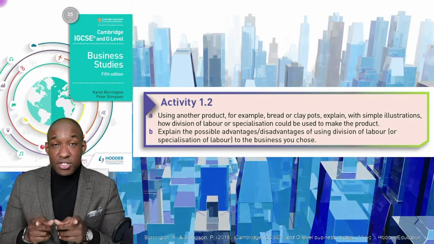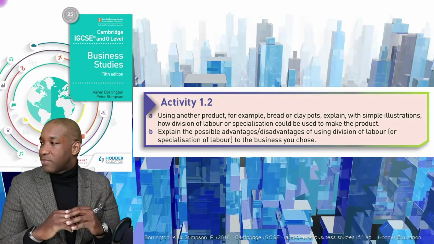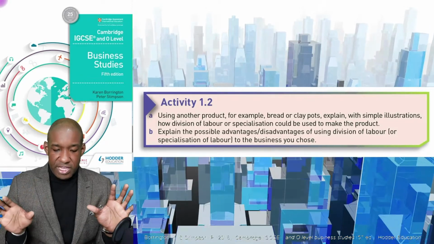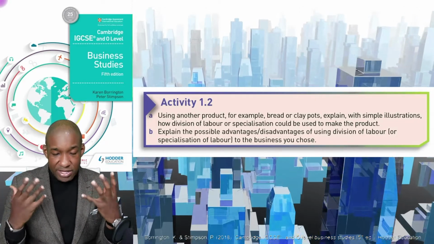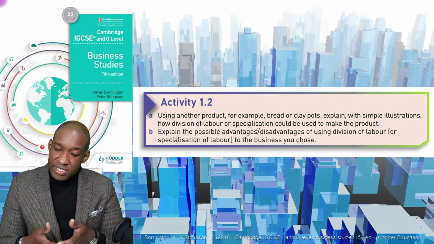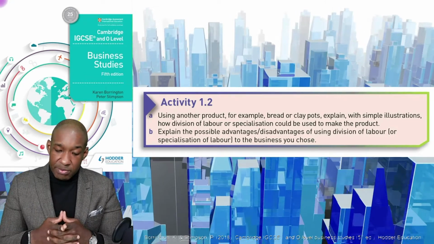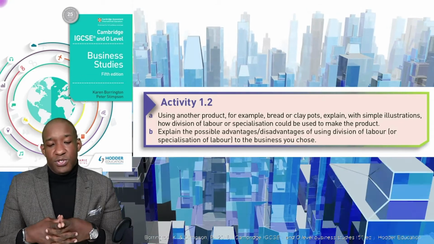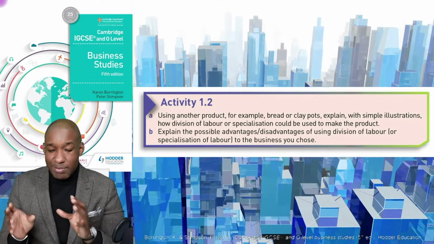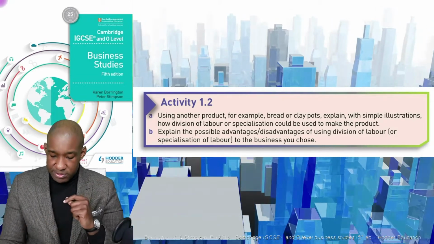And B, once you're done with that, and yes, I will actually grade even if it's simple, so don't make it complex. Do a simple drawing. Make sure I can understand how the division of labor or specialization made the product that you decided on. And B, explain the possible advantages and or disadvantages of using division of labor or specialization of labor to the business you chose. So for that one, you are specifically talking about the business you chose, which might not have the same advantages or disadvantages as the case we just saw with Joe and Jack Sharma.